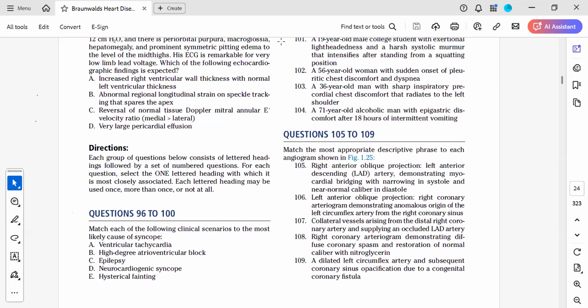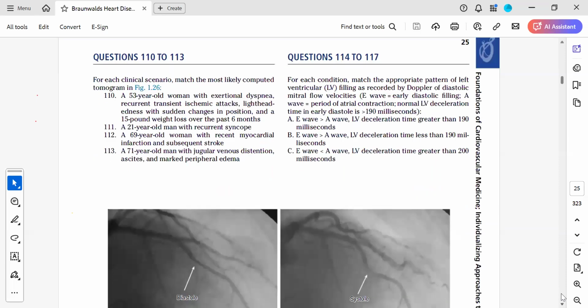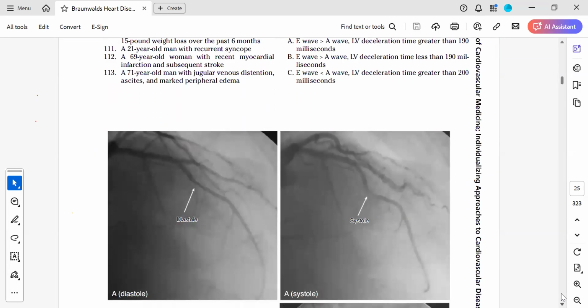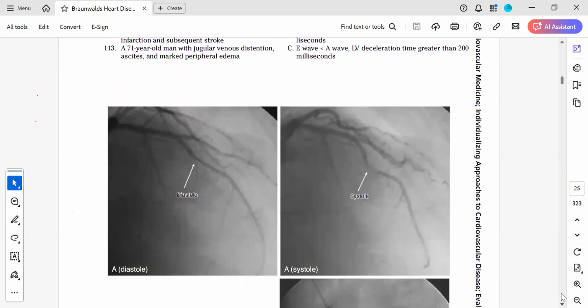It is often clinically insignificant, but in some circumstances, it can contribute significantly to poor blood flow, resulting in ischemia, and therefore having symptoms such as chest pain. So the option A, which has both diastole and systole, is the right anterior oblique projection, as rightly described.